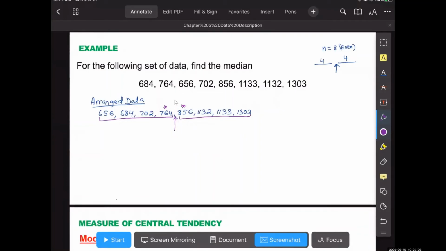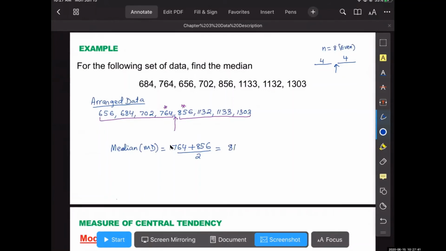No. So what you have to do is, in this case, the median is the average of these two numbers. So let's write that. Median is equal to, average means you add those two numbers, 764 plus 856, and divide that by 2. How much will you get? Please do that in your calculator. It is 810. Okay, it is 810. So that is the median, 810.